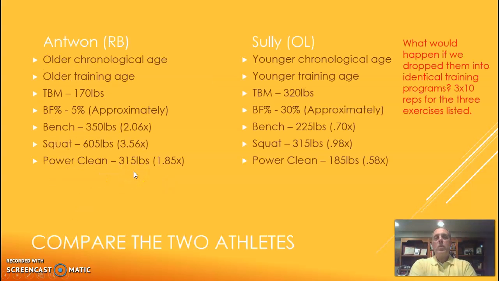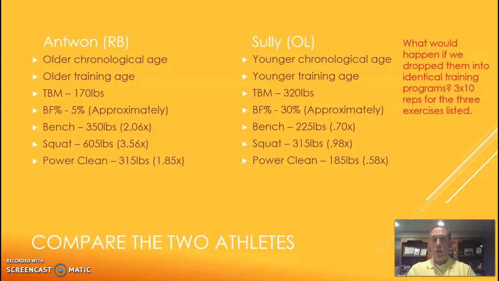And I always like to refer back to these two. These two are individuals that I coached early on in my career. Antoine was a running back. Sully was a lineman. Antoine was a senior. Sully was a freshman. Antoine, just because of their age and time in school and training wise, was older and had a higher training age than Sully. Sully came in, he was a freshman. He hadn't done any strength training. There was not a strength training program in his high school at all.